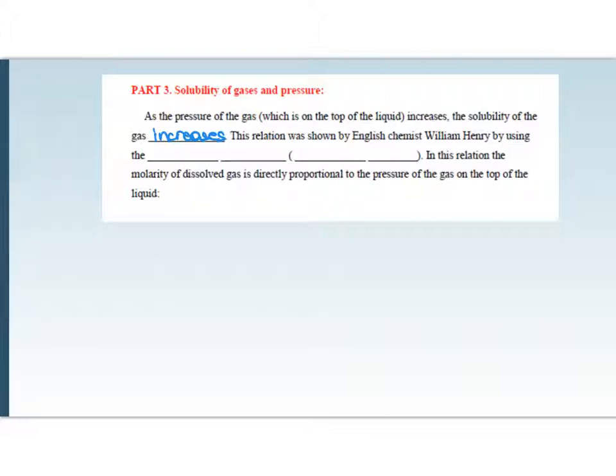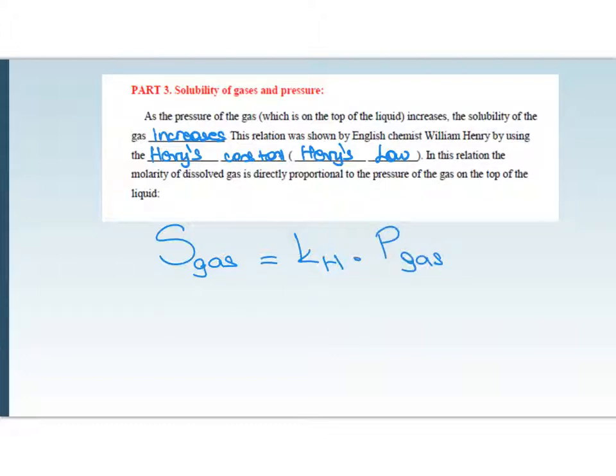This relation was shown by English chemist William Henry by using Henry's constant, and it is known as Henry's law. In this relation, the molarity of the dissolved gas is directly proportional to the pressure of the gas on top of the liquid. And it is this formula: solubility of that gas is equal to Henry's constant times the partial pressure of that gas. So here is a constant. When the partial pressure of that gas increases, the solubility of the gas in that liquid increases also.